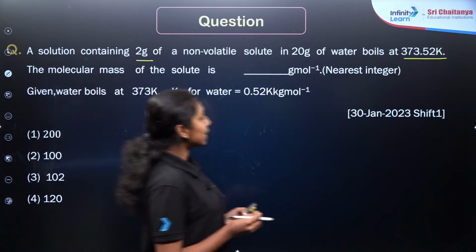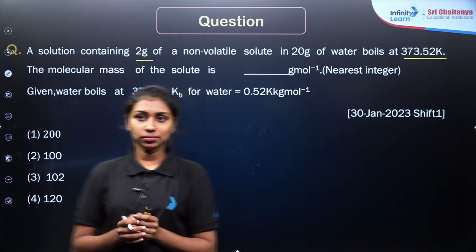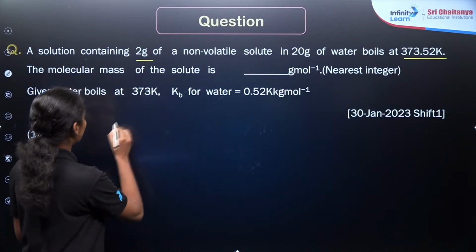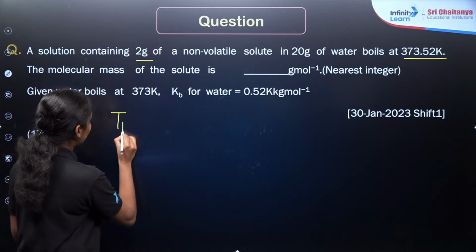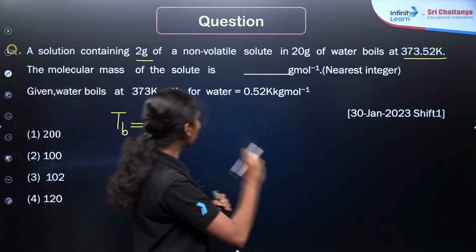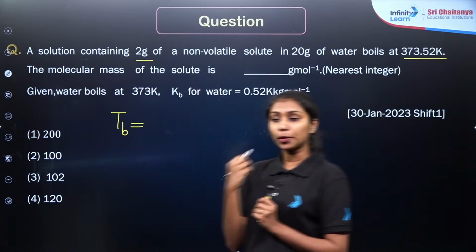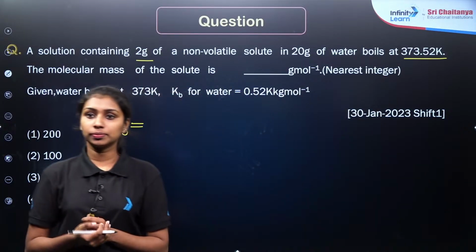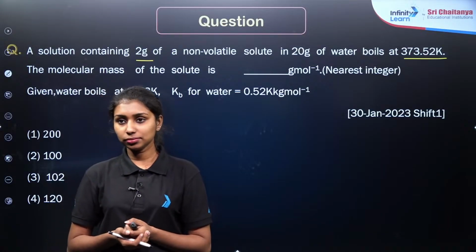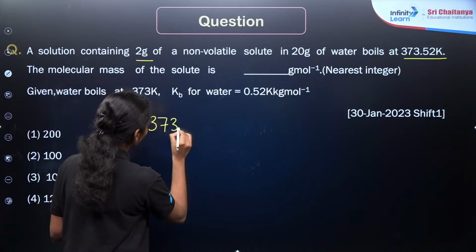Okay, what is the data given here? What is the boiling point of the solution given here? If you are adding 2 gram of a non-volatile solute to 20 gram of water, what is the value of Tb here? I mean the boiling point of the solution. 373.52 Kelvin, right? 373.52 Kelvin.